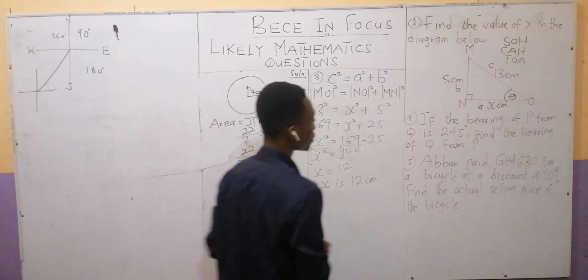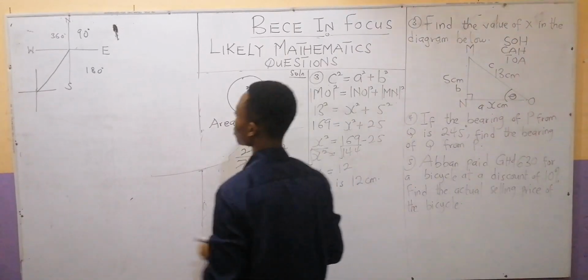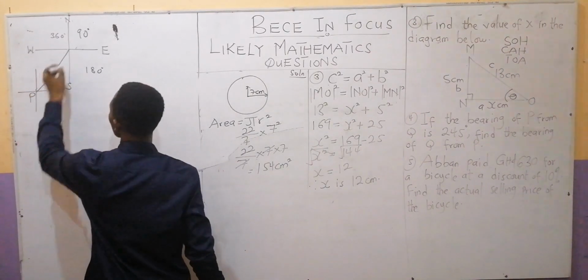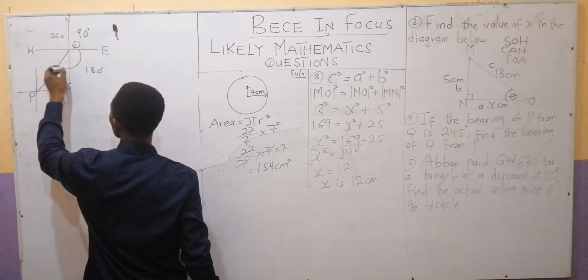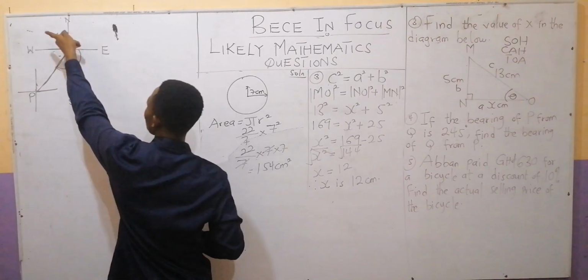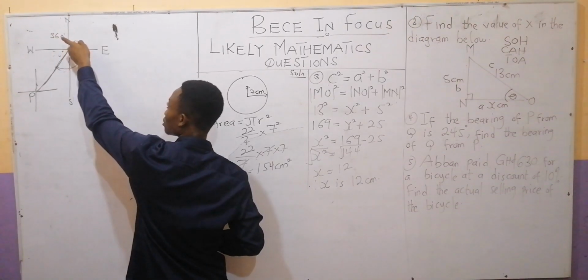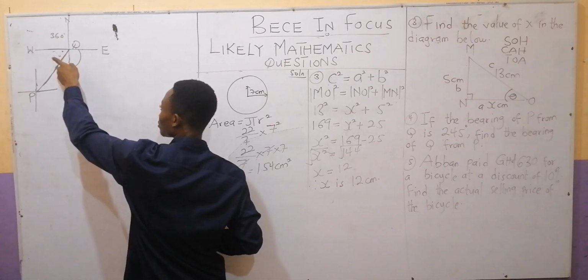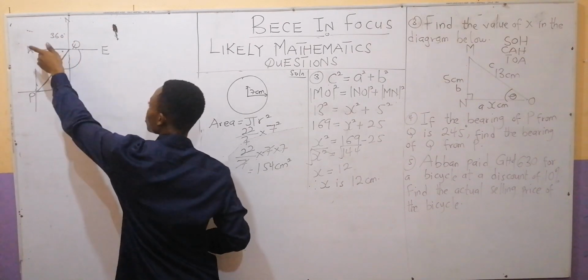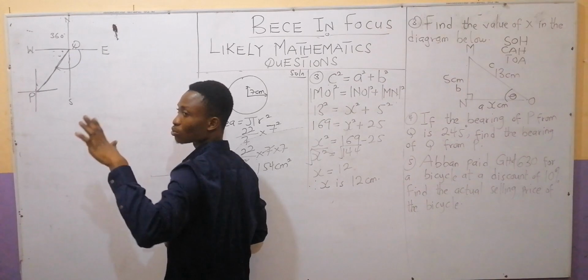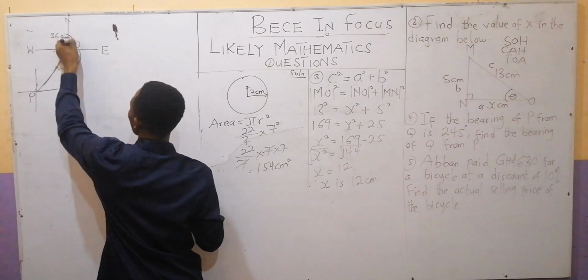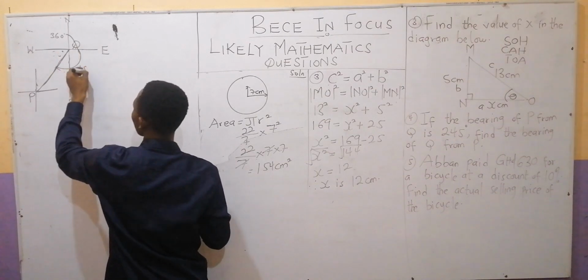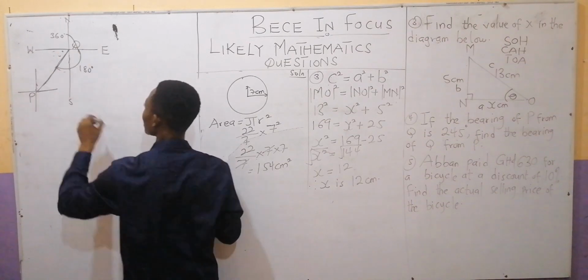And we see the bearing of P from Q gives an angle of 245. So from this side to this side is 90, then 180. Now it moves further to an angle of 245. So from this side to this side gives 180. Now it moves into the third quadrant.